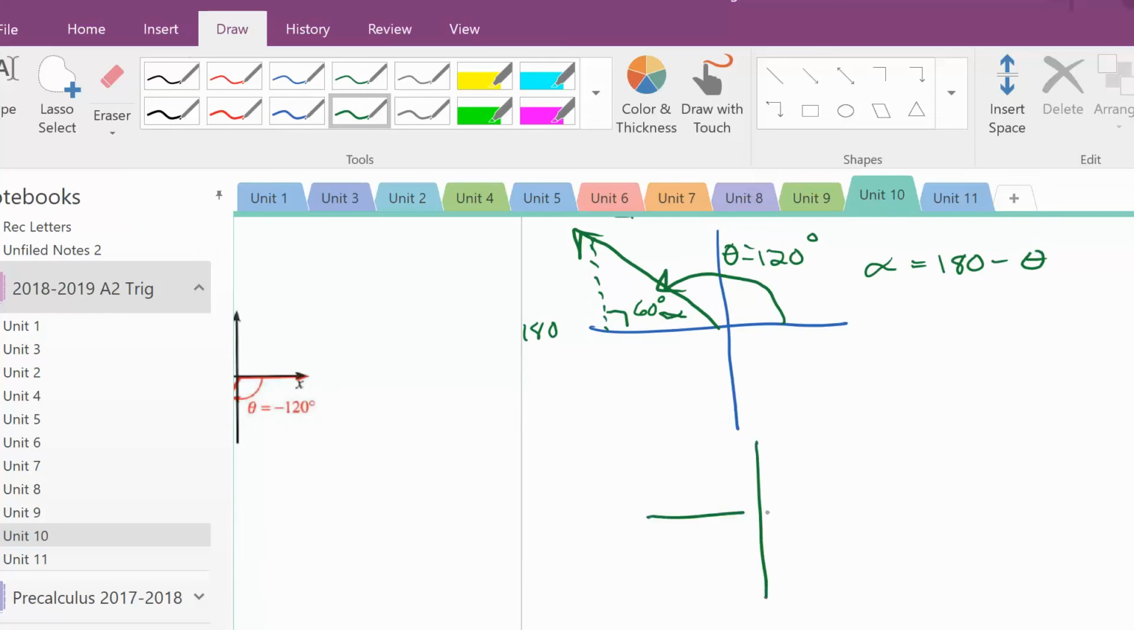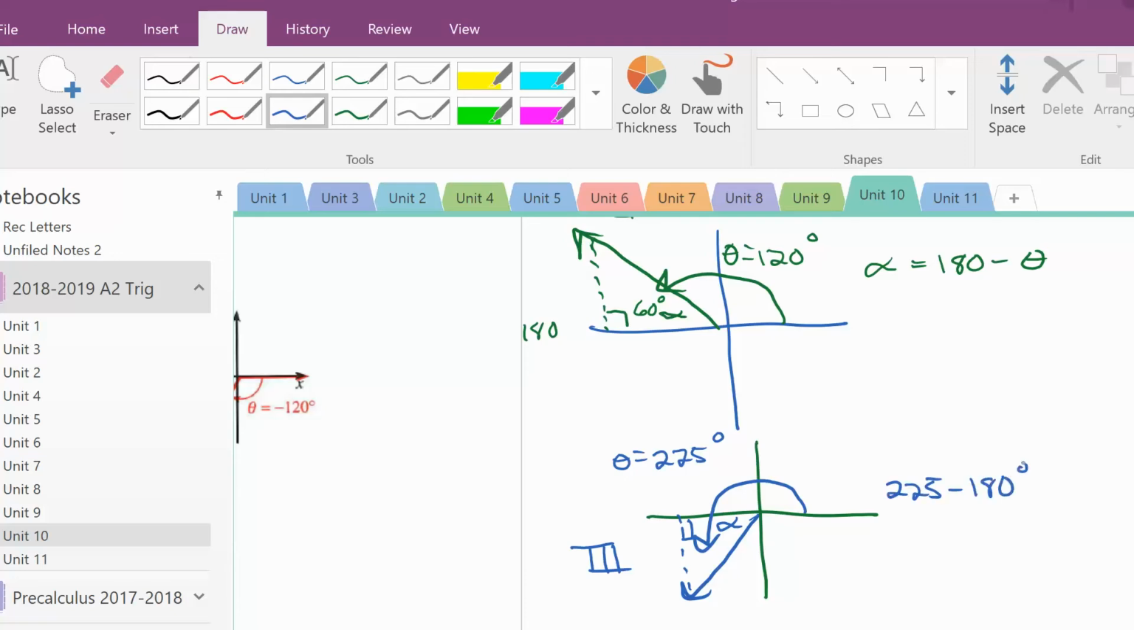In quadrant 3, here's your angle. Let's say it's 225 degrees. That's theta. And we'll draw our reference triangle. There's alpha. In quadrant 3, we're going to take the angle, the 225, minus 180, and that would give us 45 degrees. So alpha here is 45 degrees. So in the third quadrant, to find alpha, we go theta minus 180.